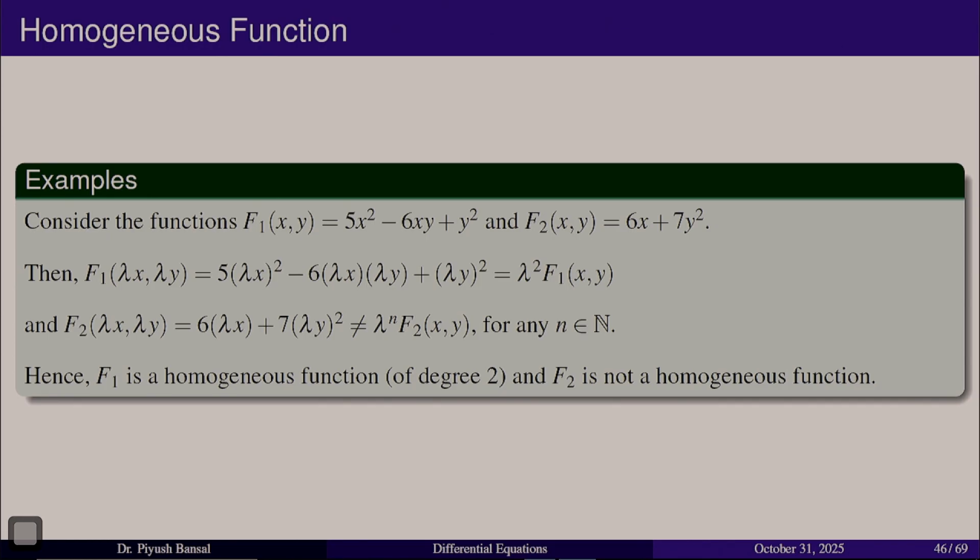But for the second function f2, when we replace x with λx and y with λy, we are not able to obtain the equation again in the form λ^n f2(x, y). We will not be able to represent this function back in this form for any natural number n, which means f2 is not a homogeneous function.